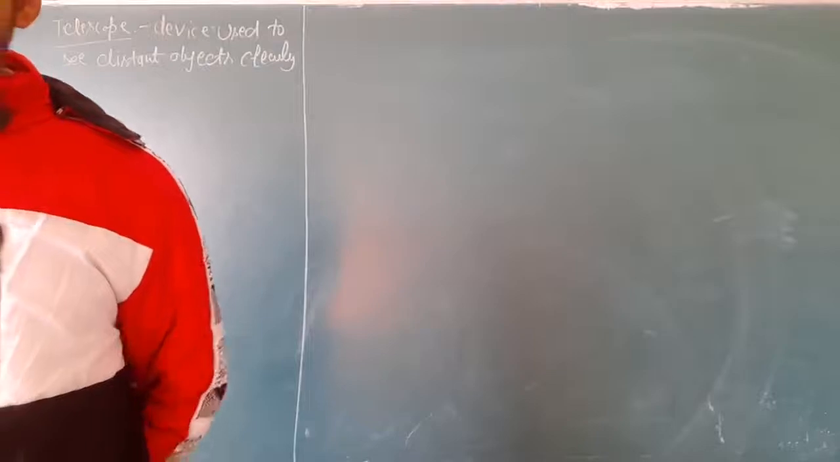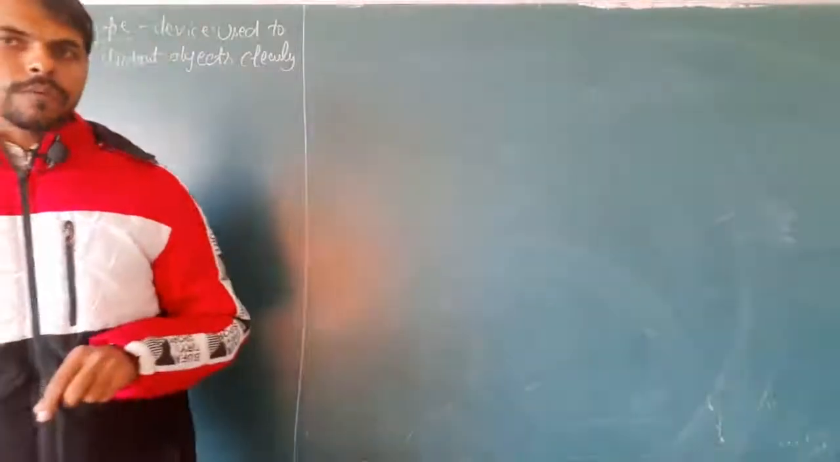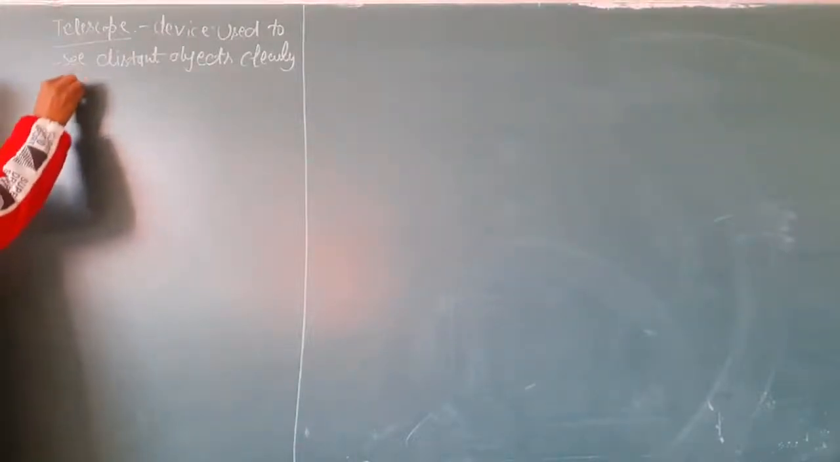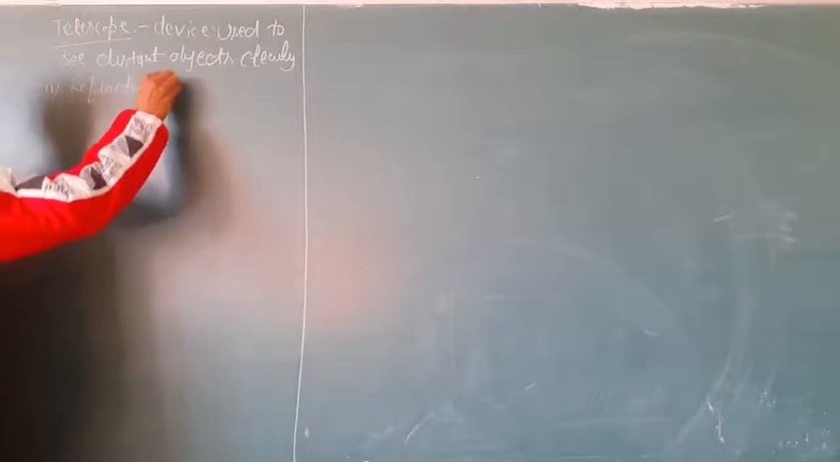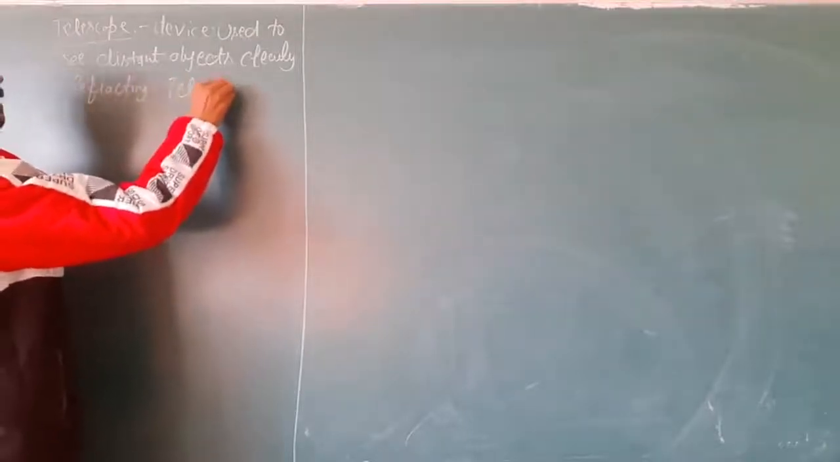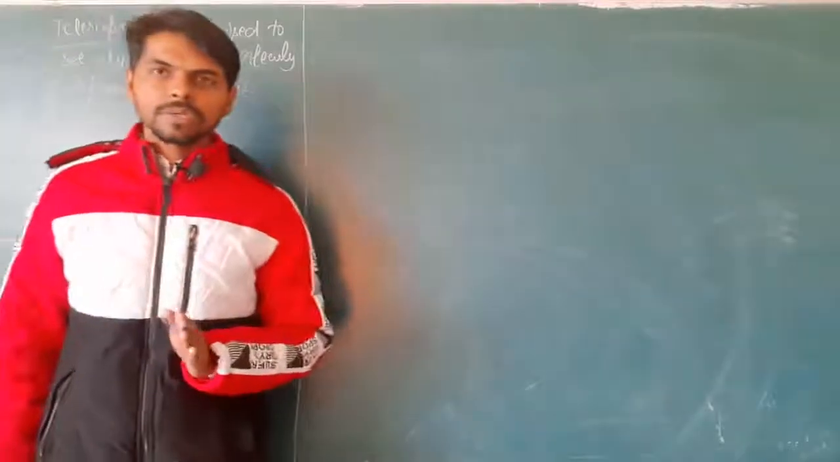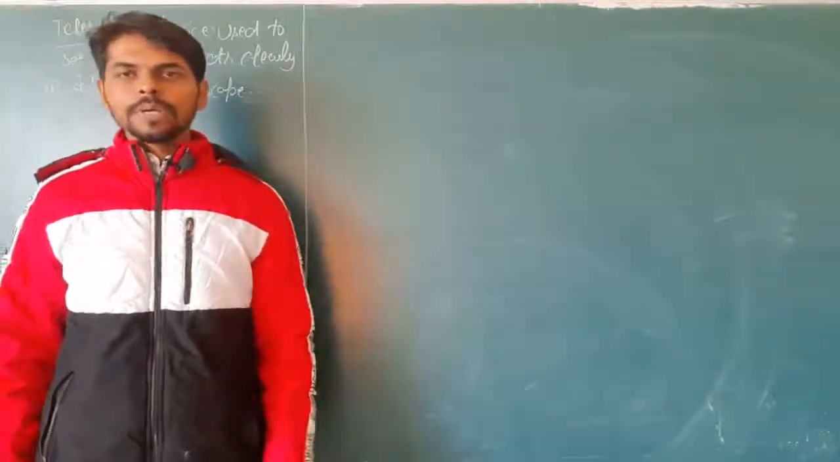Refracting and reflecting: two types of telescope are there. First of all, one is the refracting telescope, in which only refraction of light takes place. It means only lenses are used and no mirror will be there.